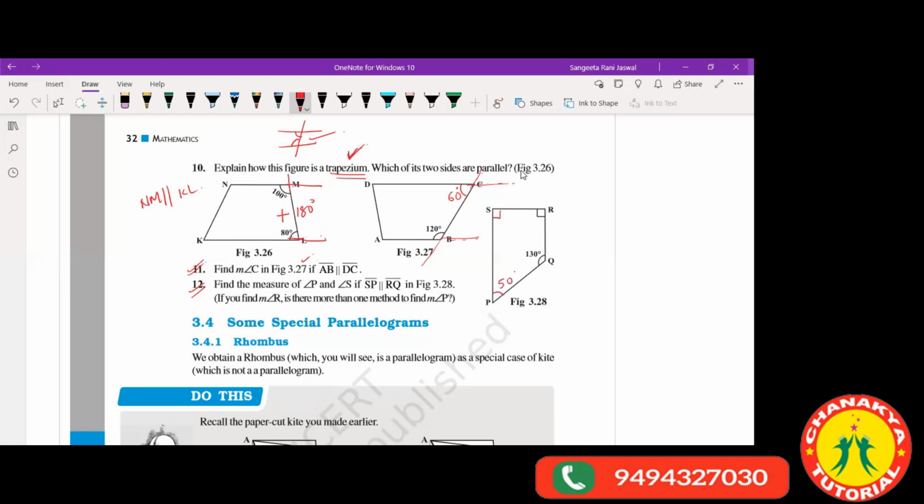Ma'am, but when adjacent angles add up to 180... This is a trapezium. Oh, okay, ma'am. This is a trapezium shape, and for a trapezium, we cannot say that. Okay, any more?